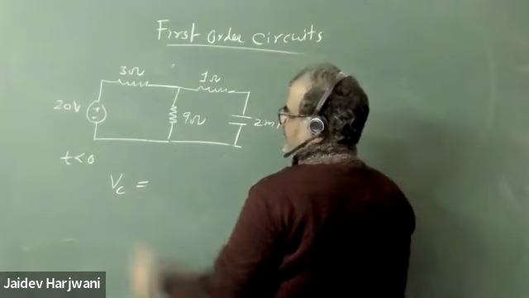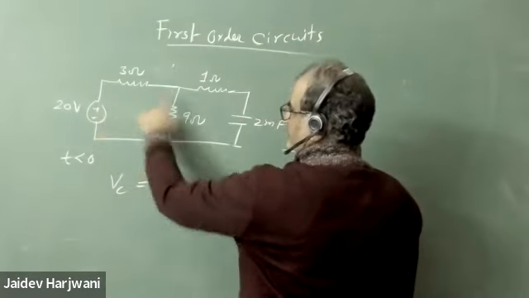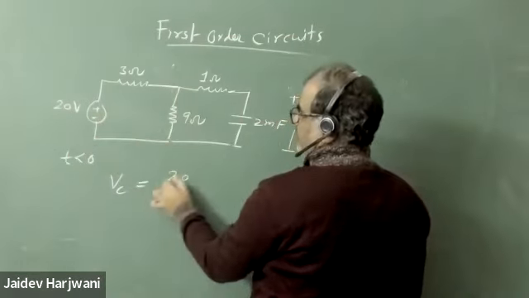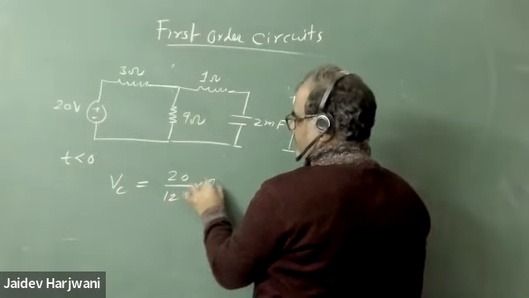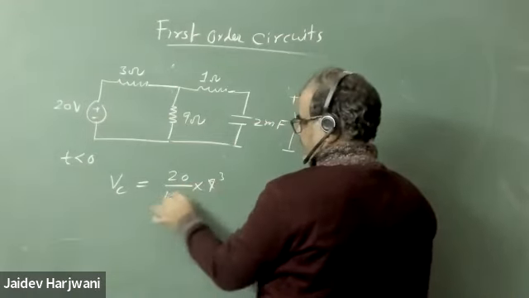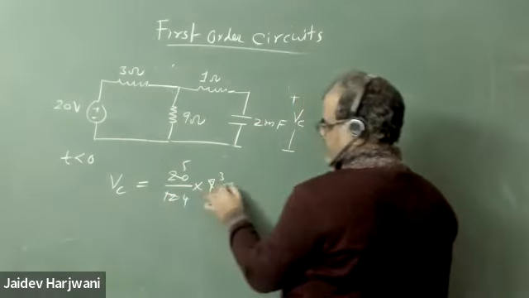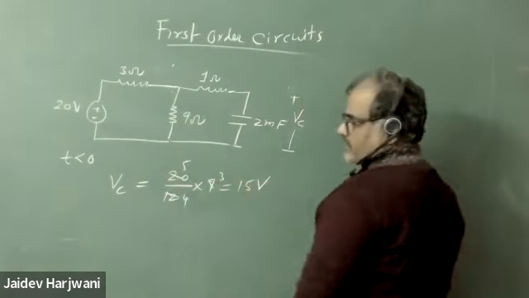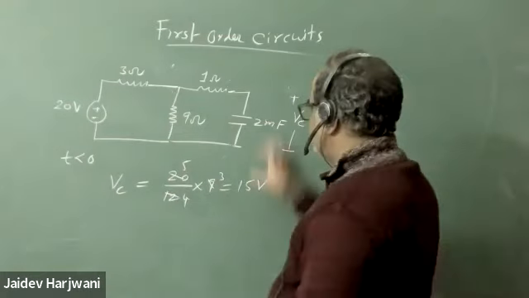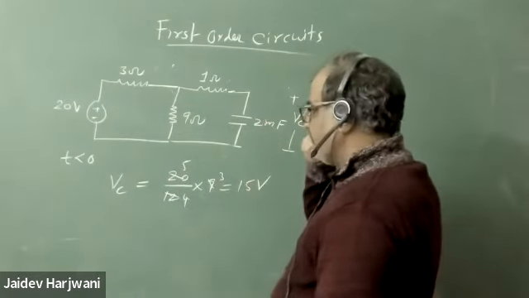So my VC will be 20 divided by 12 into 9. So this becomes 3, this becomes 4, and this becomes 5. So I have 15 volt. Okay, so in the beginning, it is 15 volts.